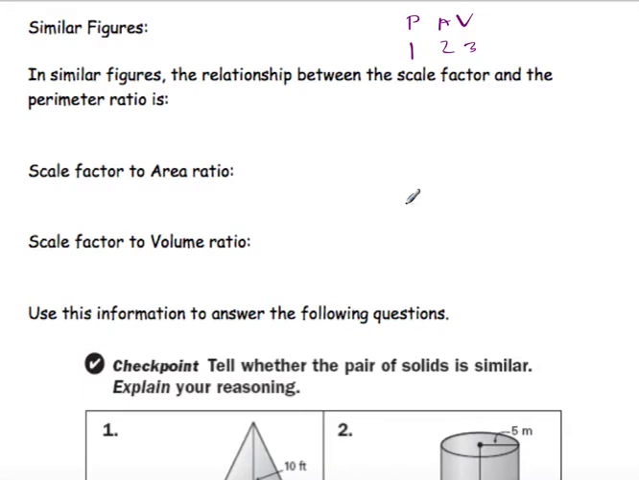So if we're talking about the side ratio or the perimeter ratio, that's just A to B. If we're talking about the area ratio, and that could be lateral area, surface area, or just general area, that's A squared to B squared. And then if we're talking about volume, that's cubed. So it's A cubed to B cubed.